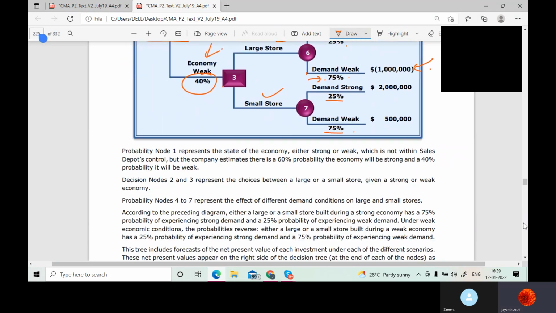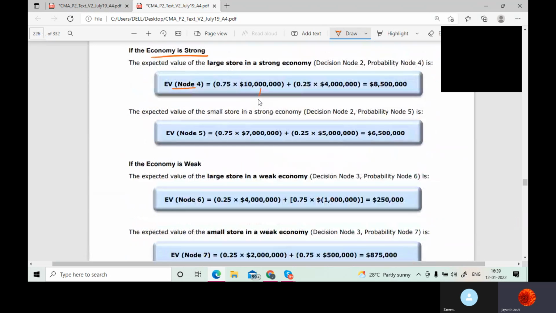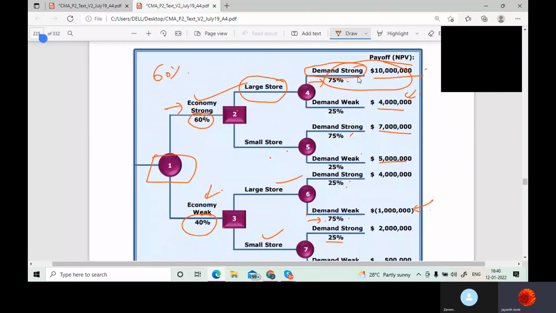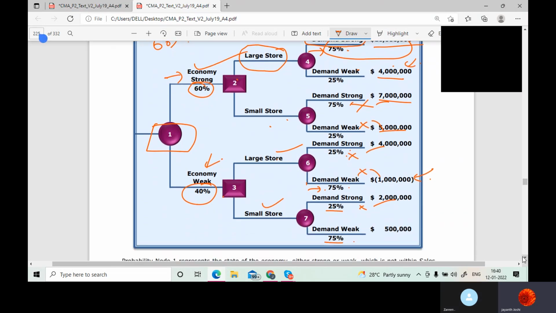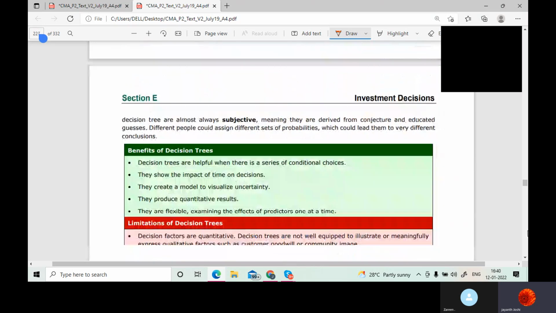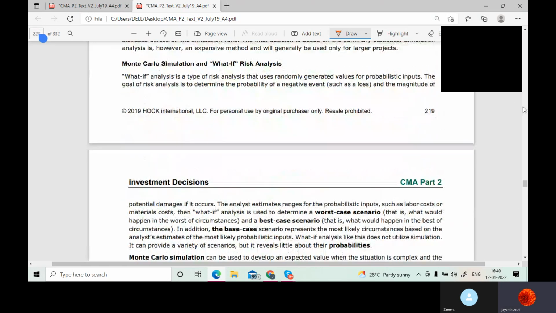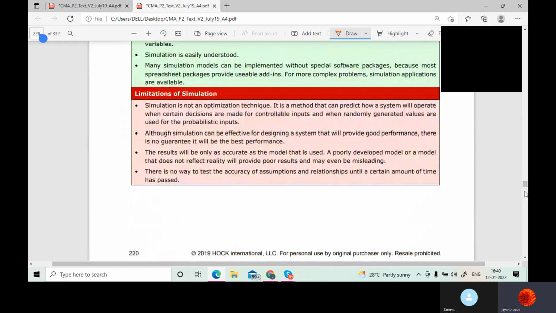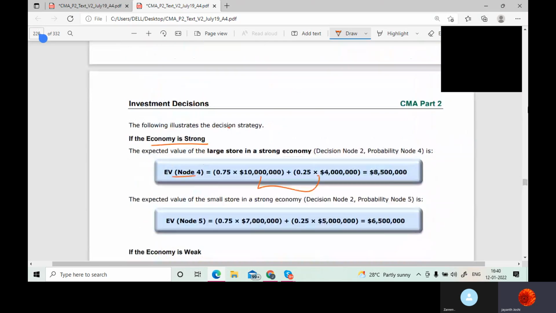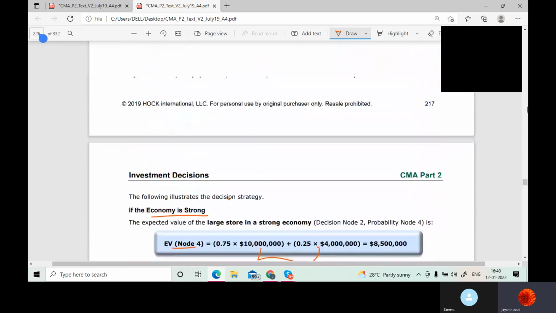Can you do that, Zarina? They have done this. Yes. So when you multiply probability with the cash flows, you get the expected cash flow. So 75% into this, 25 into this, 75 into this, 25 into this, 25 into this, 75 into this, 25 into this, 75 into this. They have done it for all the nodes, I think 4, 5, 6, 7. The question was just to find out the expected value. Once you can do that, then I will explain what is happening here.